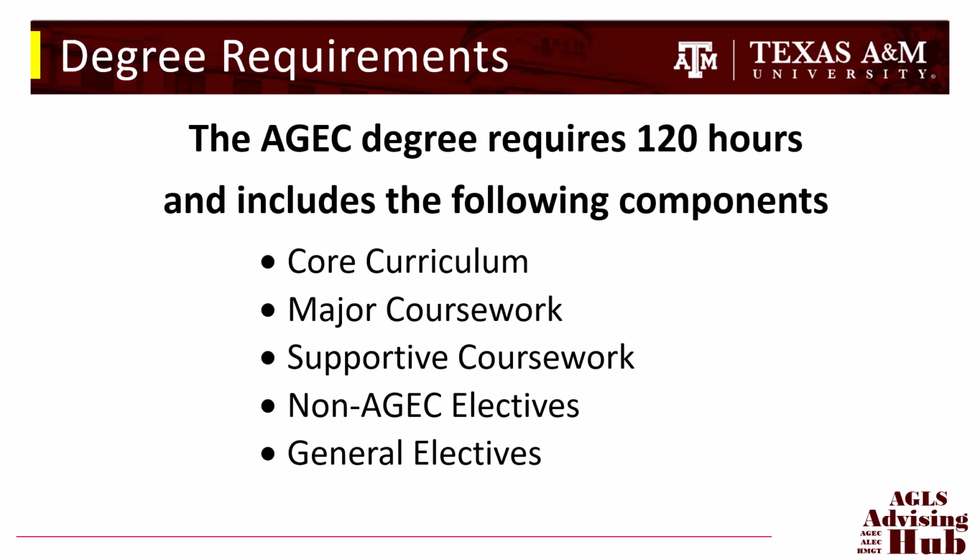Your degree requires a total of 120 credit hours. These hours are broken down into several key components, such as your core curriculum, major coursework, supporting coursework, and general electives.